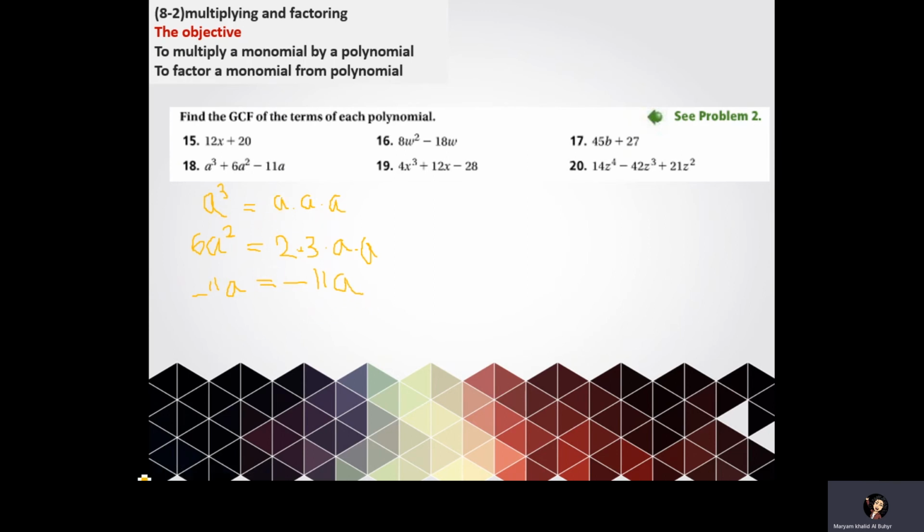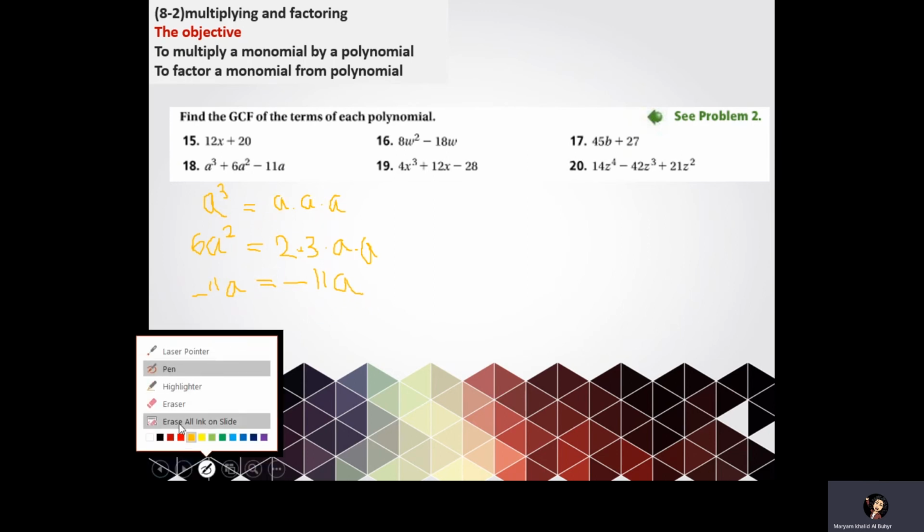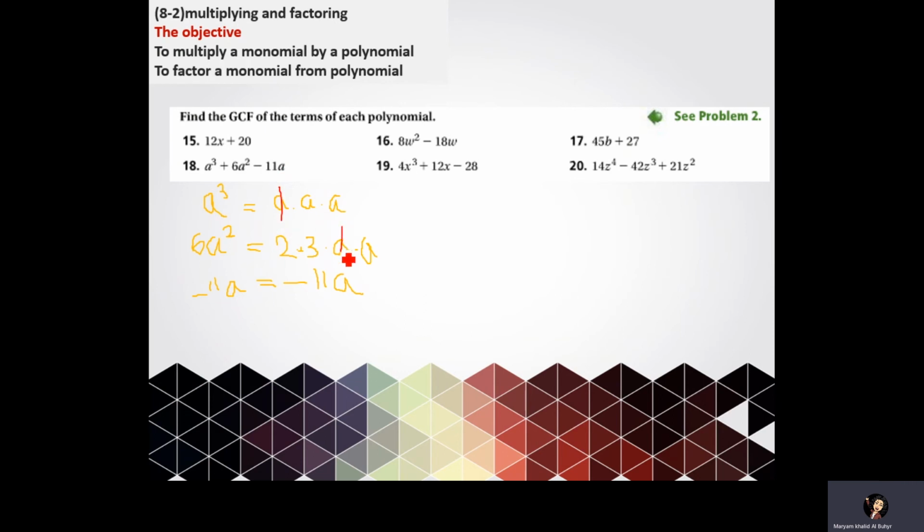So finally, what is the common factor between all of them? a only. Because a is repeated in all of them. Nothing else. So the greatest common factor for this polynomial is a, only a.